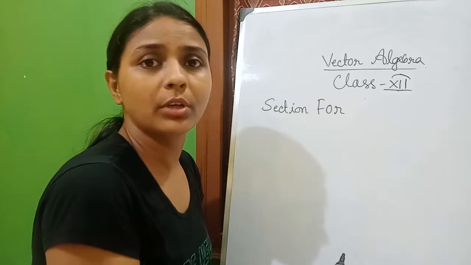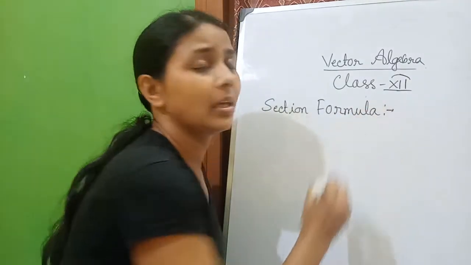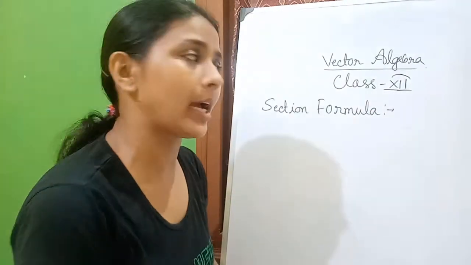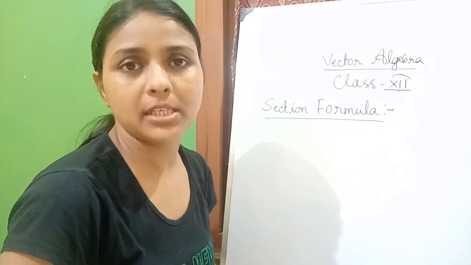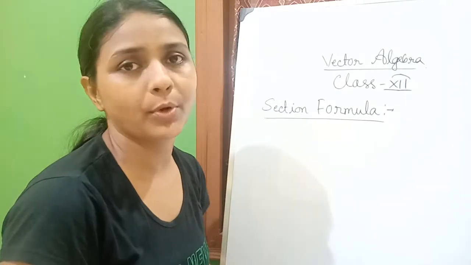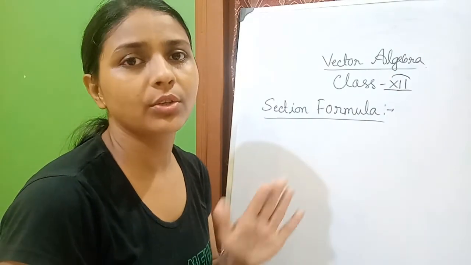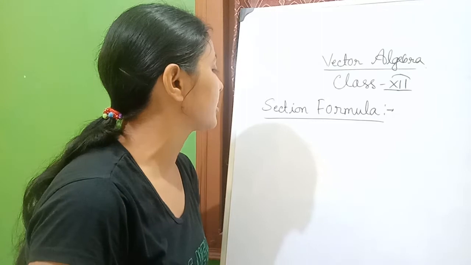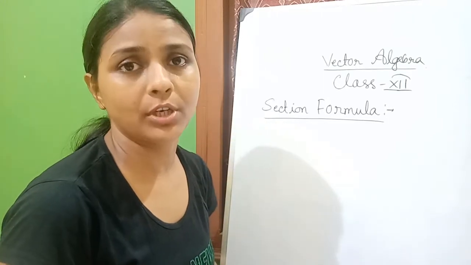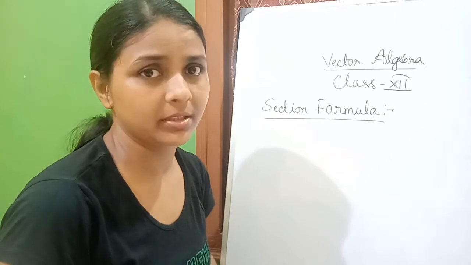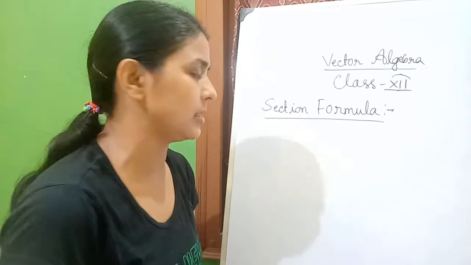Well, the section formula you have already done in 2-dimensional geometry and 3-dimensional geometry. The 3-dimensional geometry Class 12 section formula part I have already done in previous sessions, so you can go and check them. Links will be given over there. Coming to the section formula using the vector method, it's very important yet very easy.